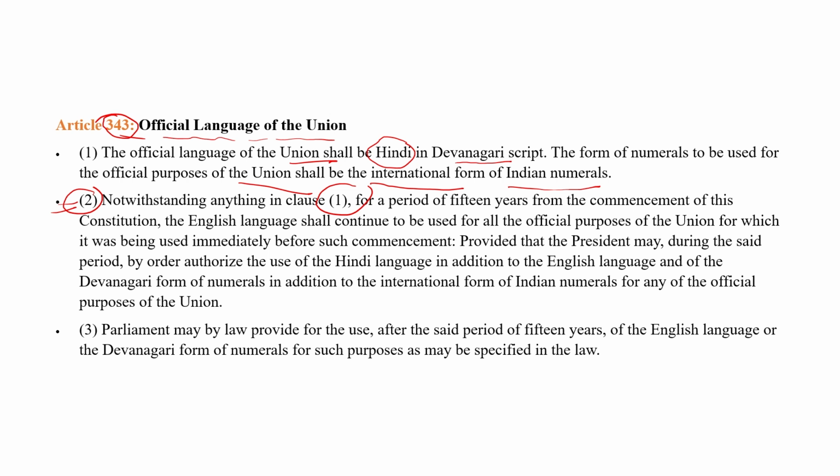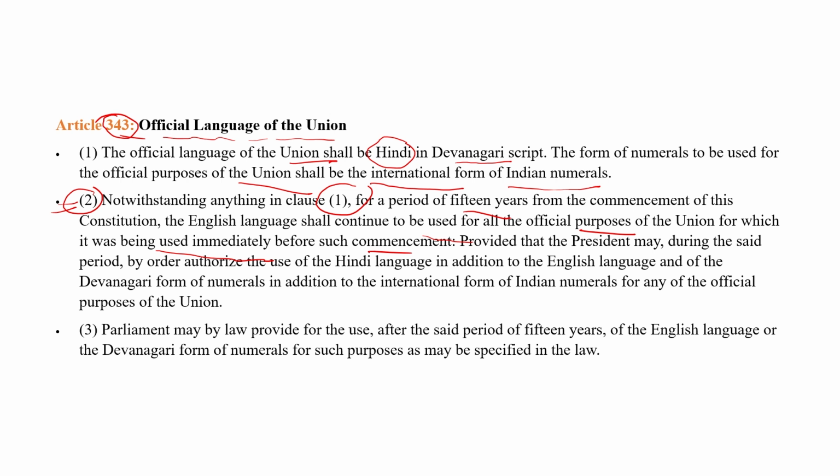Due to this, for a period of 15 years from the commencement of the constitution, English shall continue to be used for all the official purposes of the union for which it was being used immediately before such commencement. As we were part of British colonial rule, when the constitution was being formed, the constituent assembly was very clear that we had to remove English and declare Hindi in Devanagari script as our official language.